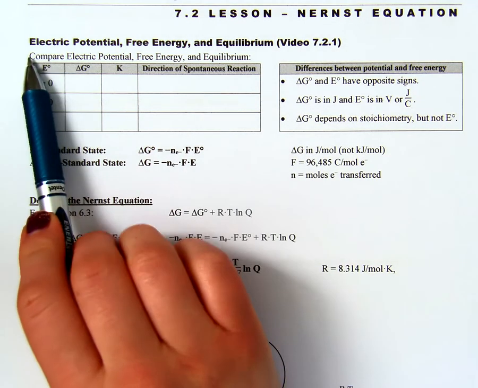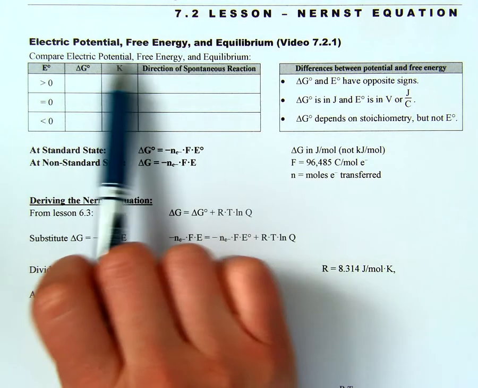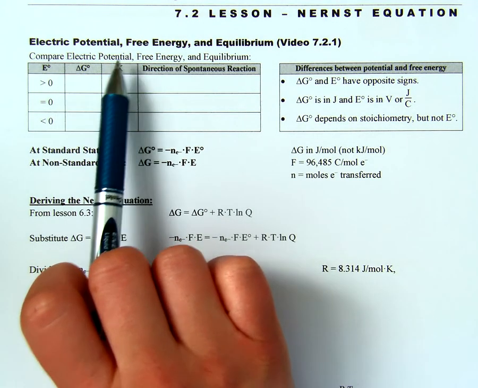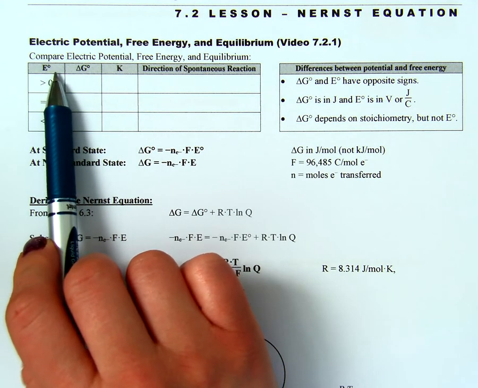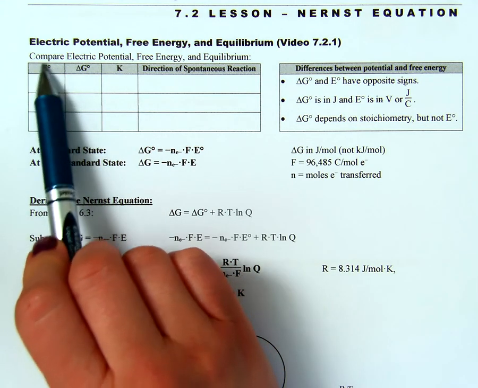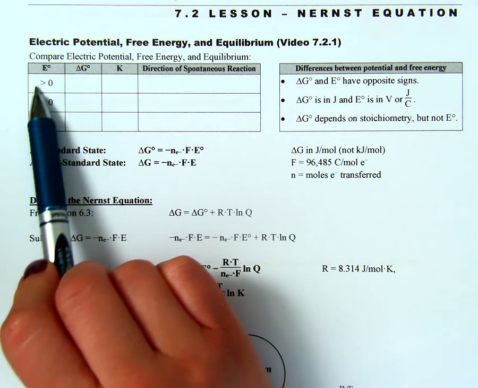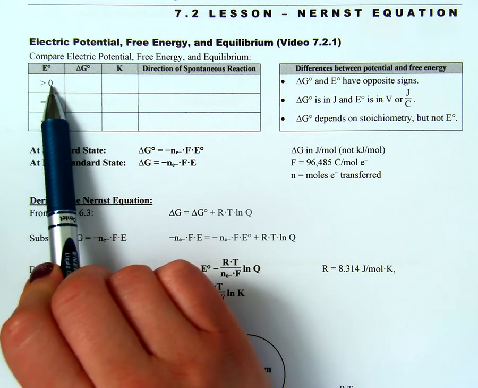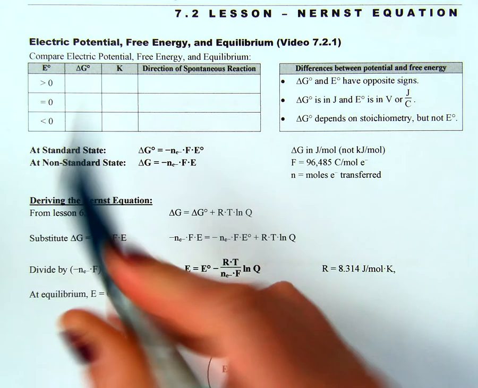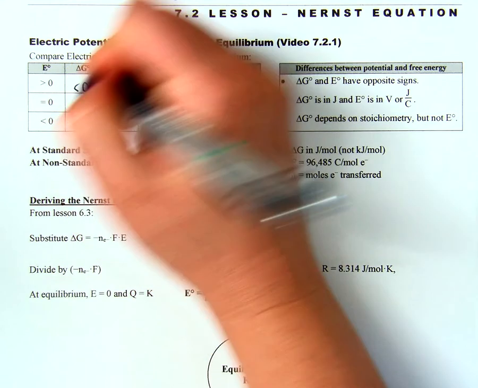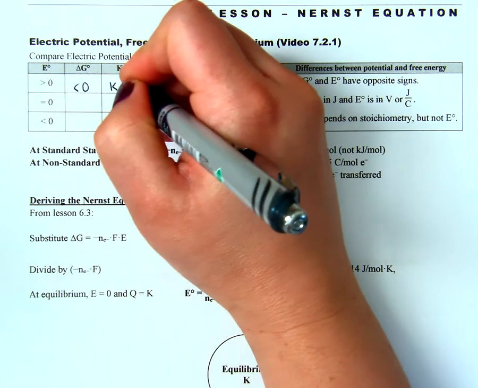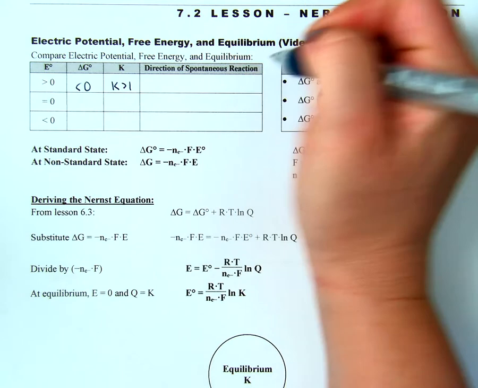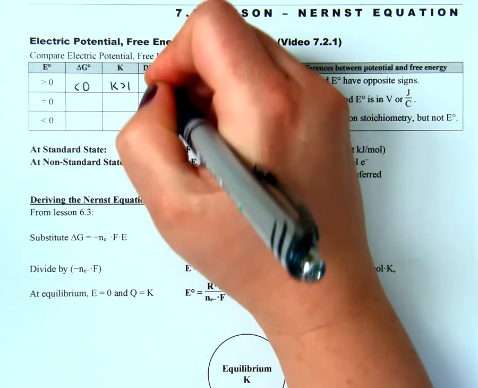Now, first we're going to talk about electric potential, free energy, and equilibrium and how they are all related. So we're going to compare those first. If E cell is greater than 0, if it's positive, that means delta G is going to be negative, which is less than 0, right? Because that's going to be spontaneous. And in that case, K is going to be greater than 1, and we're going to proceed in the forward direction.